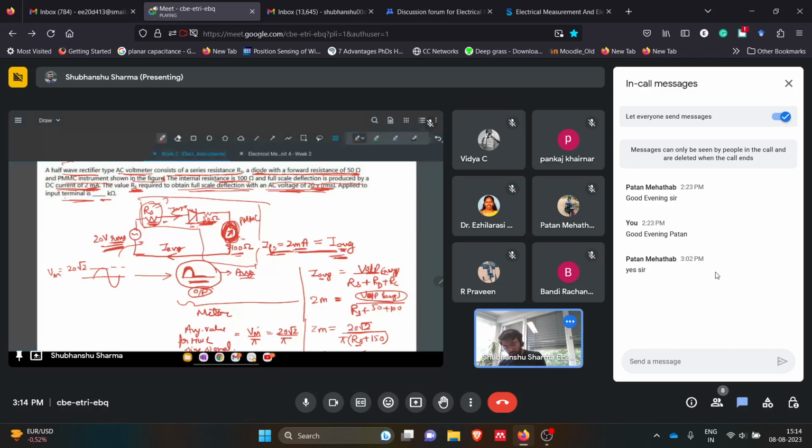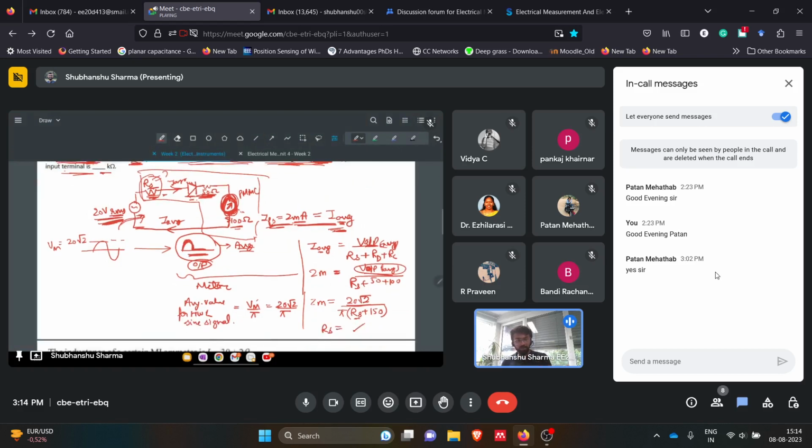Then they are asking that we need 20 volt RMS value. If we input this signal into the meter and it is showing the full scale deflection, then what will be the value of Rs? So if we have clarity on the question, then we can proceed like this. This was the input signal. This was being half wave rectified by this diode. And then the PMMC meter is giving the average value of this half wave rectified signal.